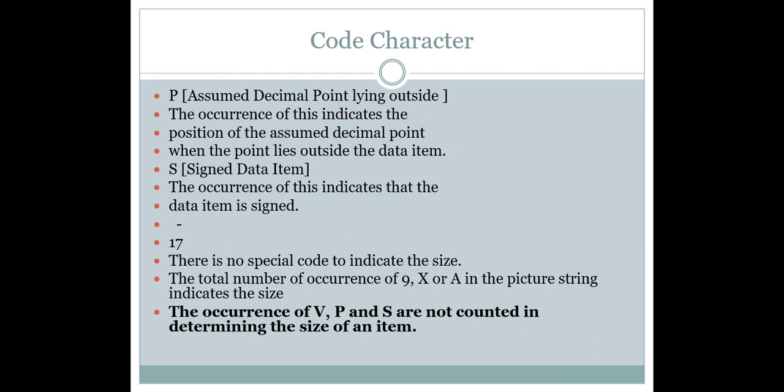So while defining a picture class, you have to be clear about what the various classes are that we have while defining a data item using a picture class, how we calculate the size of the data name or data item, what we have to use to indicate a decimal point, and what we have to use to indicate a signed or unsigned data item. All these things we have to keep in mind while coding your program using the picture class.